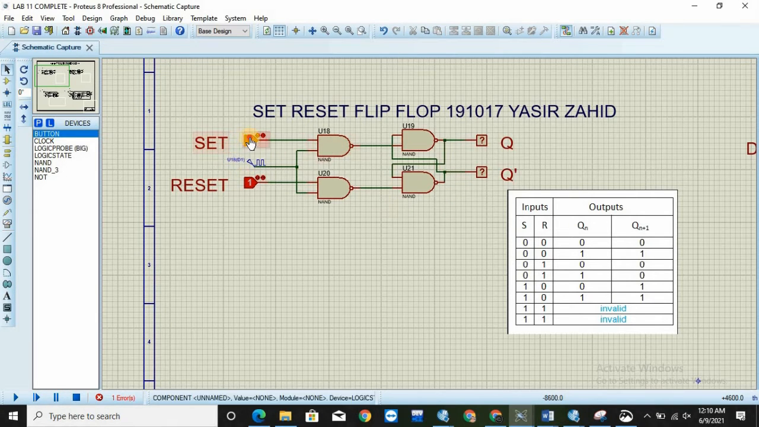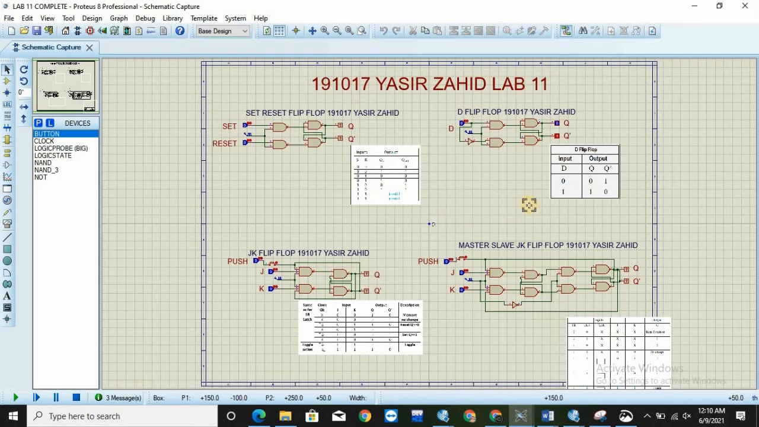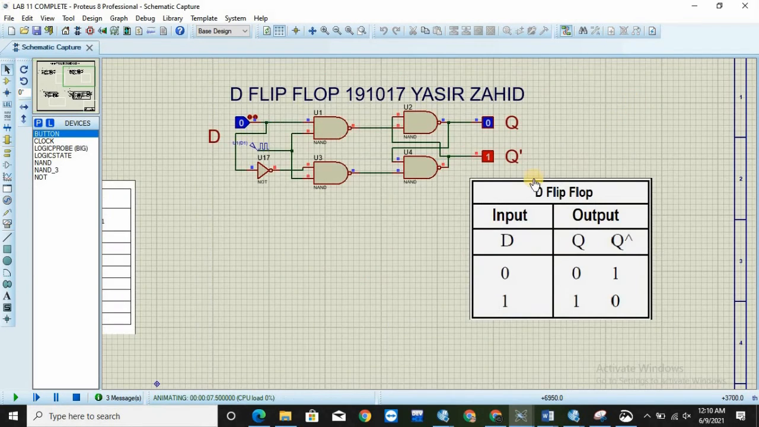To improve this part of the simulation, which gave us this racing condition error, we developed a new flip-flop, which is our D flip-flop, in which we have avoided this racing condition. Right here we can only give our D as 0 and 1, and since the two outputs are a NOT of each other, it can either be 1 here or 1 here.